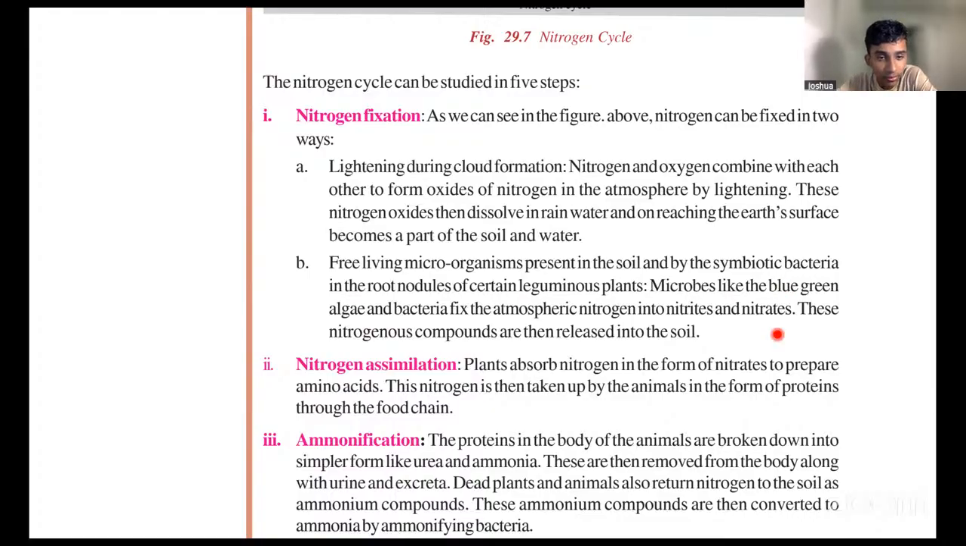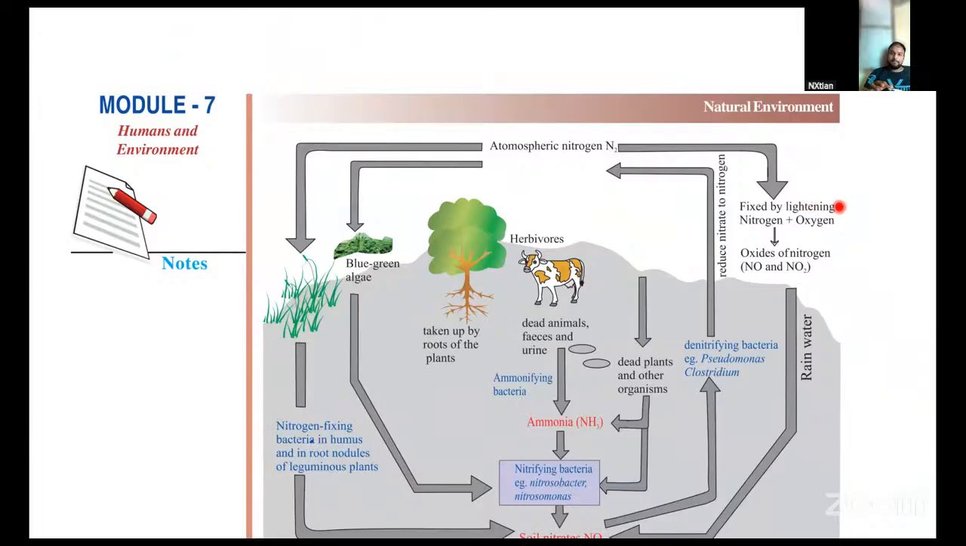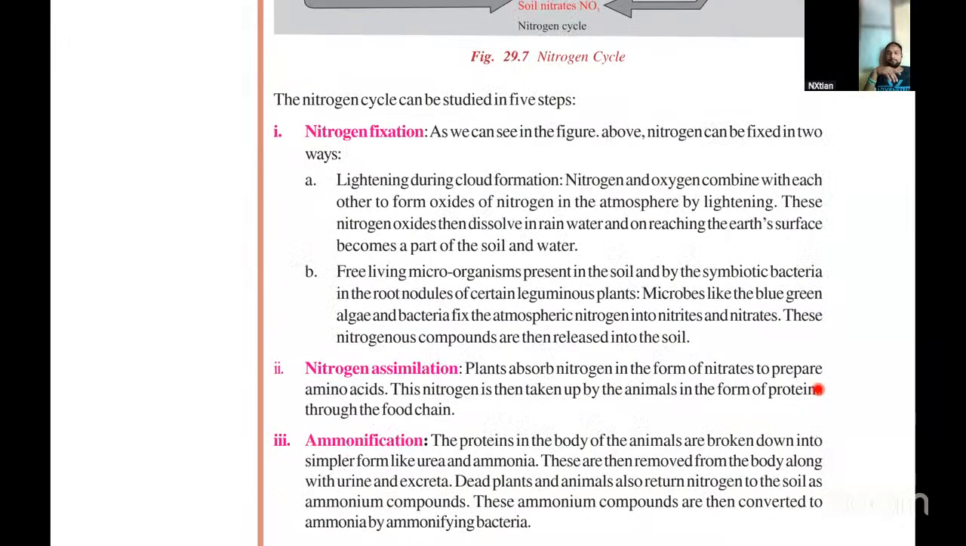So you can see that here the lightning happens, and because of that nitrogen and oxygen combine together to form nitrogen dioxide, NO2, and this NO2 is dissolved in the rainwater, comes down into the soil and becomes a part of it. Understood, guys? Listen up. Now, next part, Joshua, can you please read this?